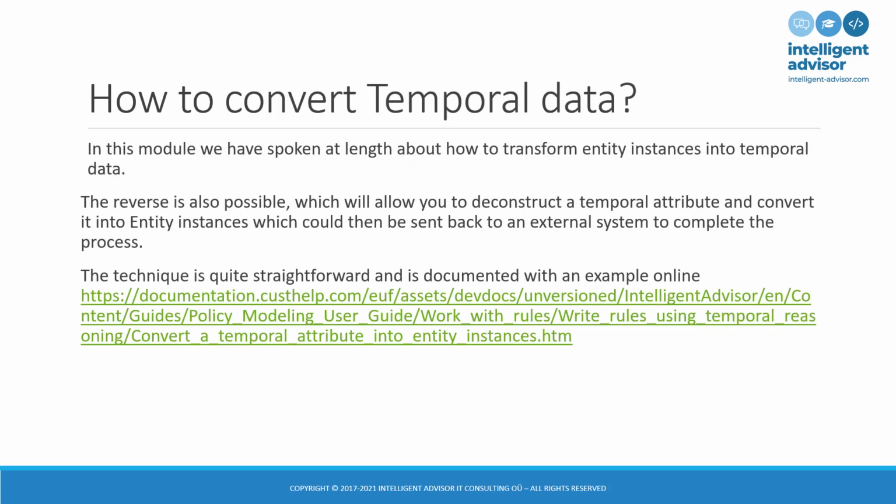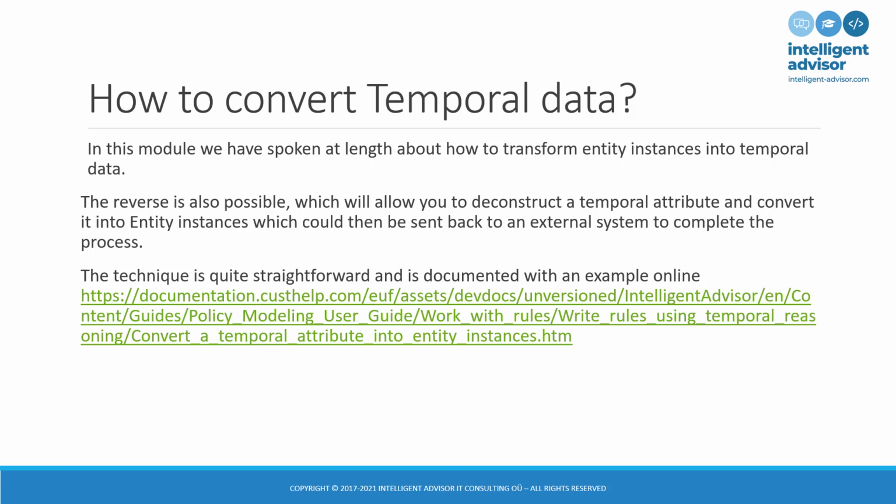If you've collected data using an entity collect, you know how to use temporal from start date, temporal from end date, and temporal from range to convert it into a temporal attribute. But in this module, we've spoken, therefore, at length about how to transform entity instances into temporal data. But what about the reverse? Since I've just told you that in order to display temporal data, you need to have it in entity format.